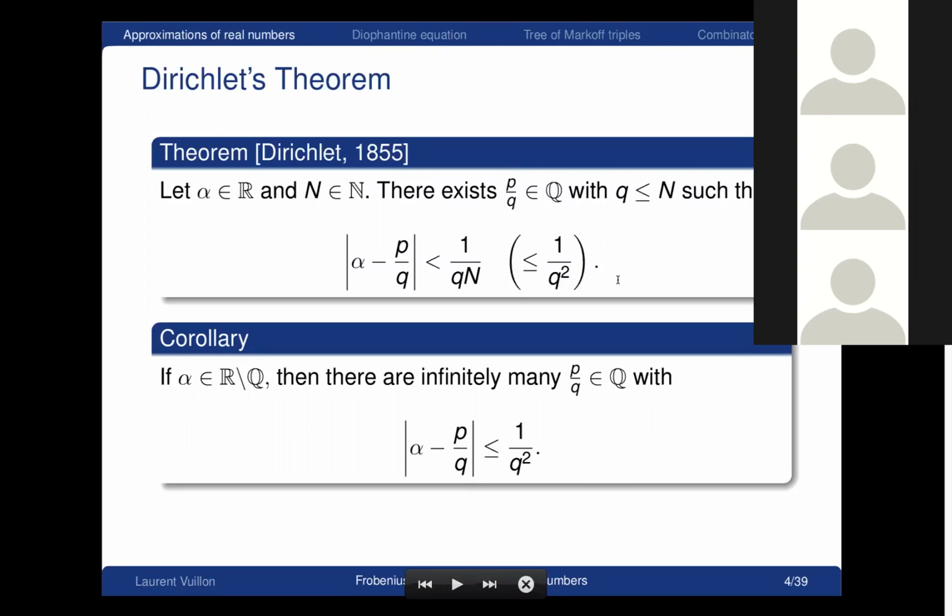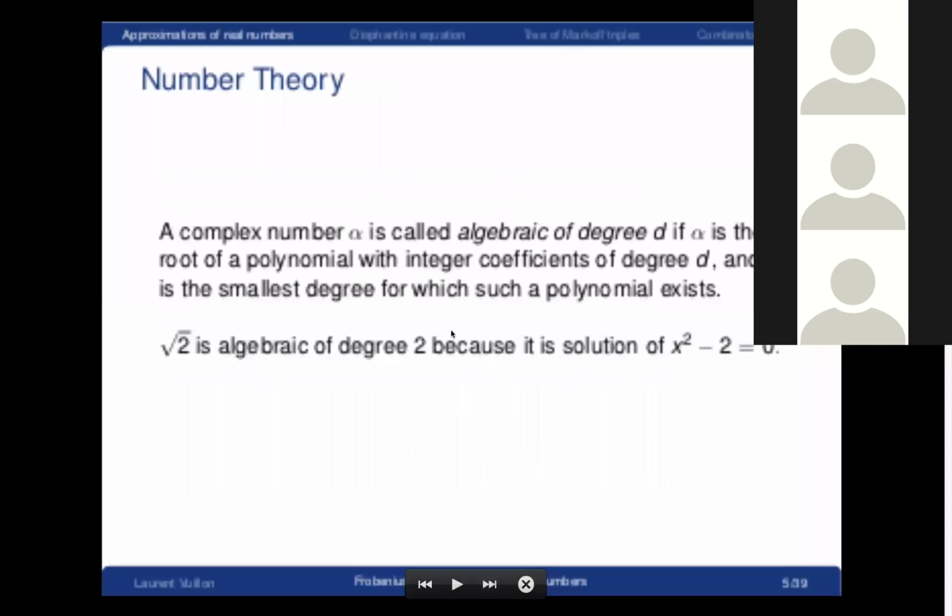So you have this approximation, with p over q, and you use, in fact, q squared as a denominator. So it's interesting to have such a kind of approximation. And if your alpha is irrational, then you have infinitely many rationals with distance less than 1 over q squared. So this is a key result, in fact.